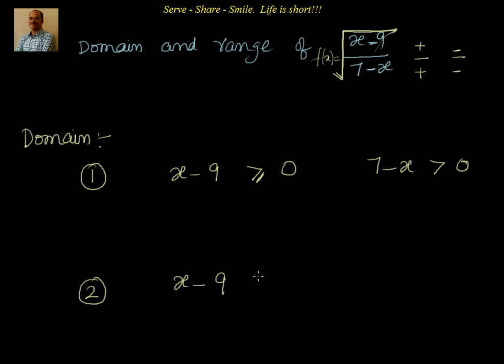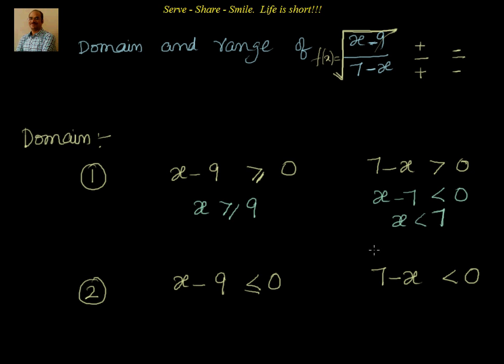So can I say x minus 9 less than or equal to 0 and 7 minus x less than 0? Now let's try to simplify them. X minus 9 greater than or equal to 0, that means x greater than or equal to 9, and 7 minus x greater than 0. Can I say x minus 7 is less than 0? You know that whenever you multiply with minus 1, the symbol will change, greater than will become less than. Or can I say x less than 7?